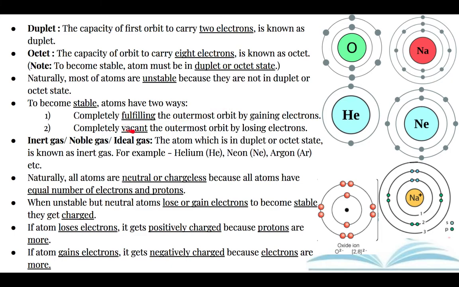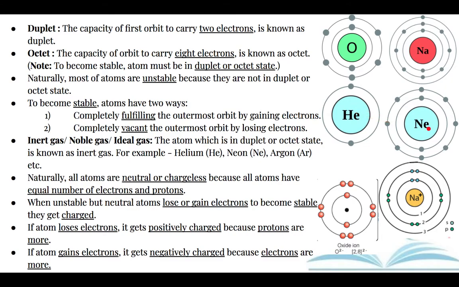Or completely vacate the outermost orbit by losing electrons, like sodium. Sodium has 1 electron here. To be in octet state, it needs 7 electrons. But to completely vacate, it has to throw out 1 electron. So here, losing 1 electron is easier than gaining 7 electrons. That's why sodium prefers to lose electrons, which means it tends to make the orbit vacant by losing electrons. In that condition also, it can be stable. So there are two ways, either gaining electrons and completely fulfilling the outermost orbit, or completely vacating the outermost orbit by losing electrons.